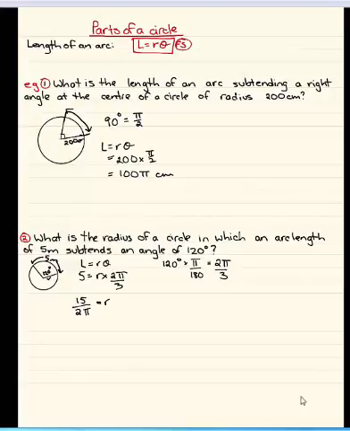Now, if you were asked to give that to 2 decimal places or something like that, you type that into your calculator, you end up with 2.38732, etc., which rounds off to 2.39 to 2 decimal places. Sorry, that should be meters, not centimeters. Okay, so that's how we work with the length of an arc.